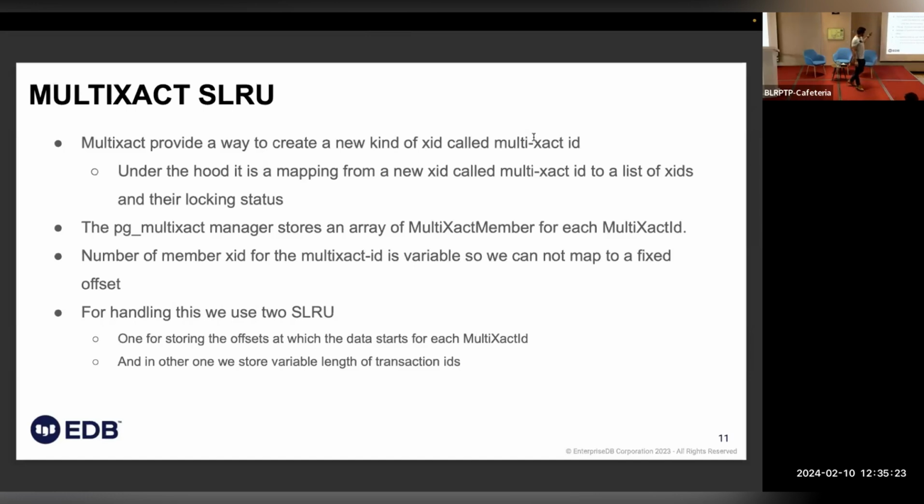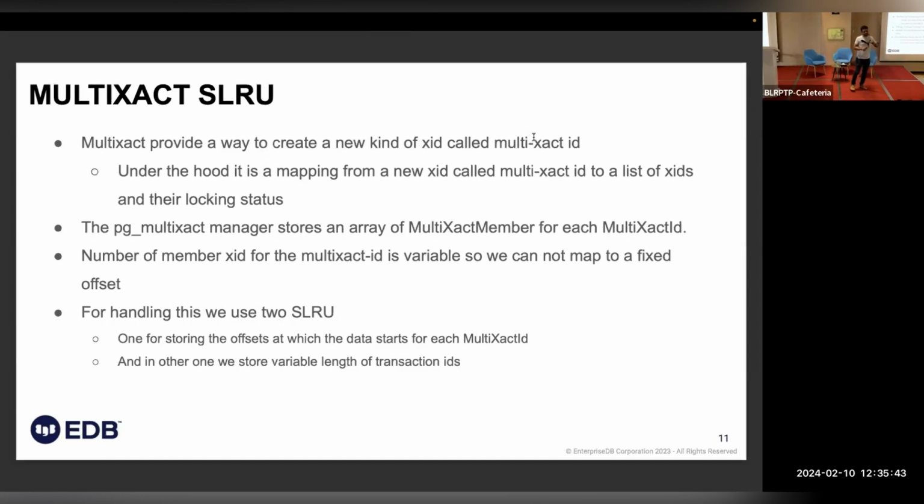So one problem we have discussed is that for a multi-xact ID, it is not fixed how many XIDs can be under one multi-xact ID. It can be any number. One multi-xact ID can contain 10 XIDs, 2 XIDs, or 100 XIDs. There is no fixed limit on that, right?